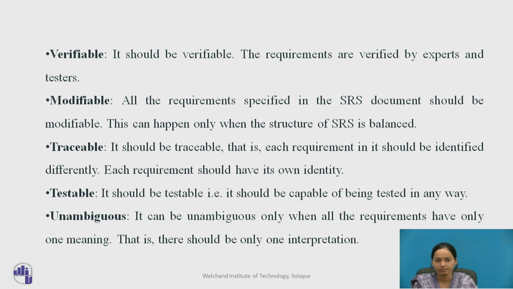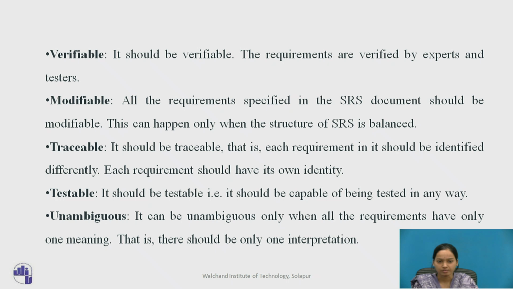Next one is verifiable. The requirements are verified by experts and testers. Next is modifiable. All the requirements specified in the SRS document should be modifiable. This can happen only when the structure of the SRS is balanced. Next is traceable, that each requirement in it should be identified differently. Each requirement should have its own identity. Next is testable. It should be capable of being tested in some way.